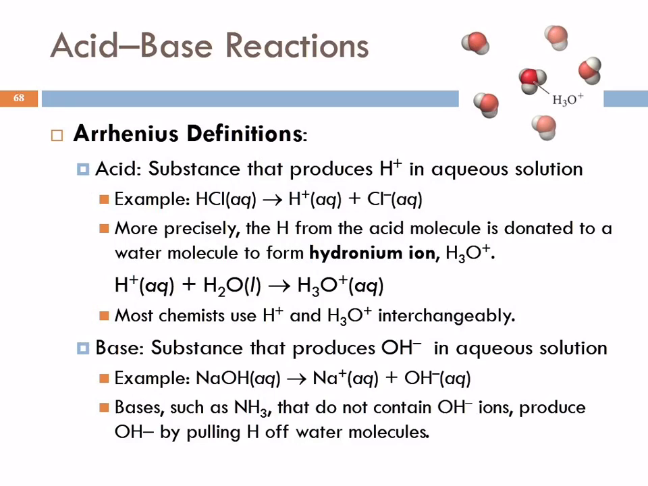So to talk about acid-base reactions, we have to define acids a little more closely. So there's multiple definitions of acids. The Arrhenius definition is the one that we've been working with, a substance that produces hydrogen ions in aqueous solution. So we've looked at HCl before. You put that in water, you get hydrogen ions and chloride ions. That's an acid.